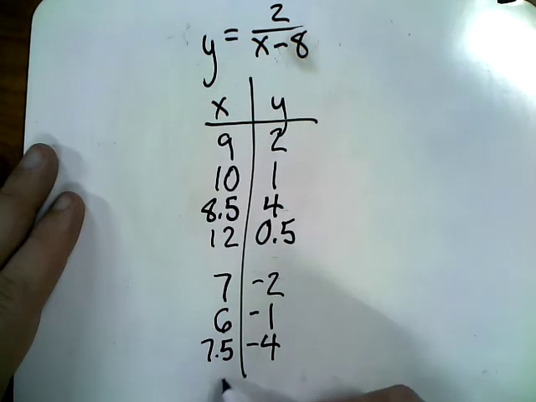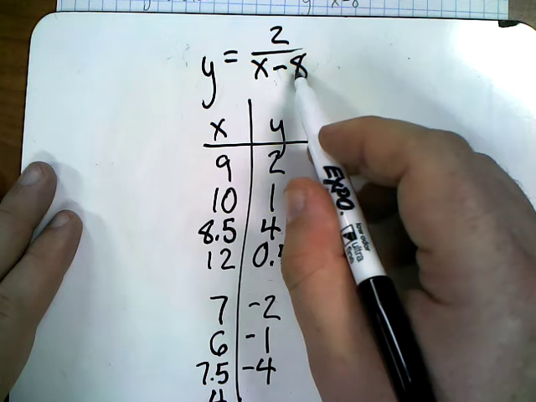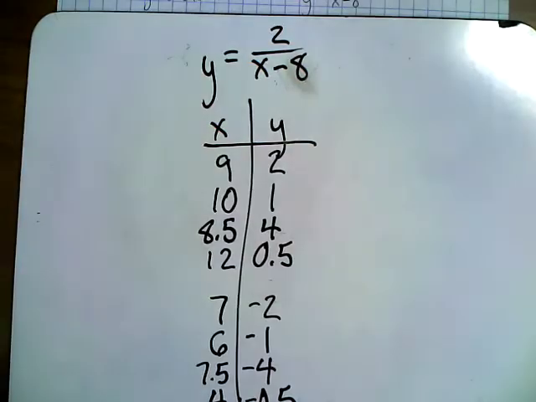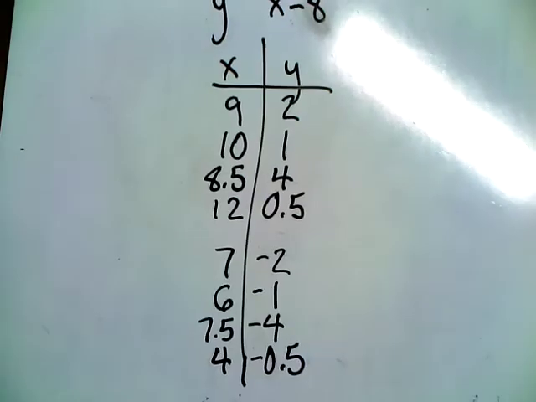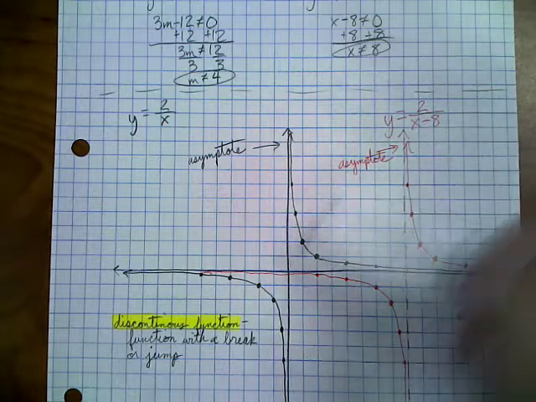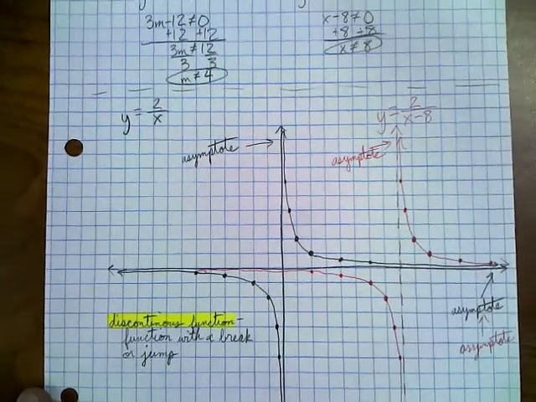If I were to go down to 4, then 4 minus 8 is negative 4. 2 over negative 4 is negative 0.5. And if you graph these out, I'll pause there for a second for you to take those in. But what you'll find is basically the points that we have here.